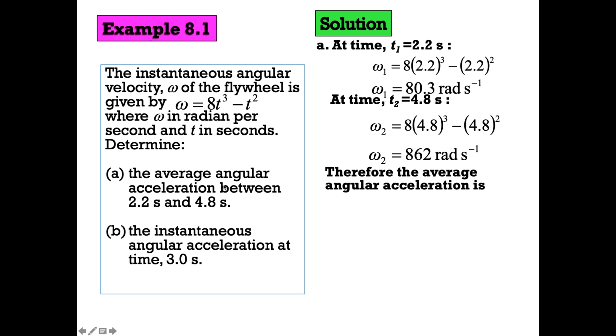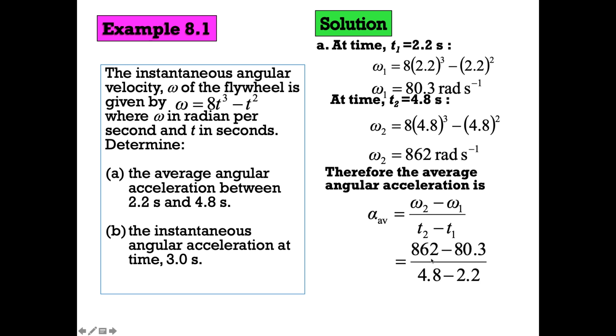The question asks for the angular acceleration between those two times. So the formula of average angular acceleration equals the final angular velocity minus the initial angular velocity, over the time interval. Okay, you can substitute the values and you obtain an angular acceleration of 301 radian per second square.